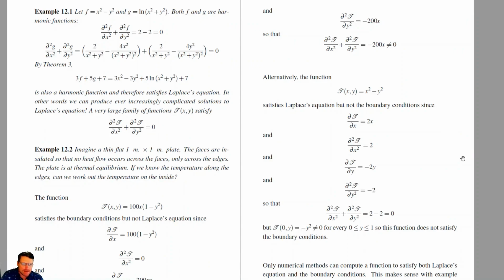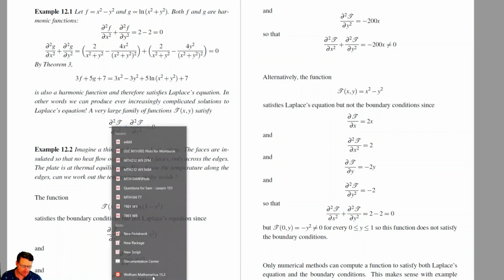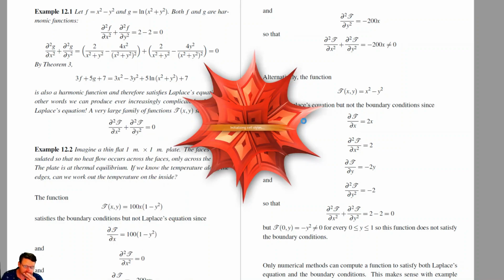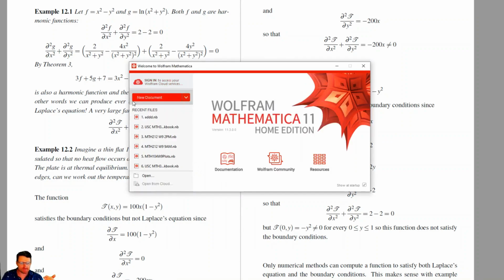Let's have a look at an example of two harmonic functions. In example 12.1, let f be equal to x squared minus y squared and g be equal to the natural log of the sum of the squares, x squared plus y squared. Both f and g are harmonic functions. So let's have a look. Taking the first partial derivative, I think I want to open up a window and do some of these calculations in a little bit more detail.